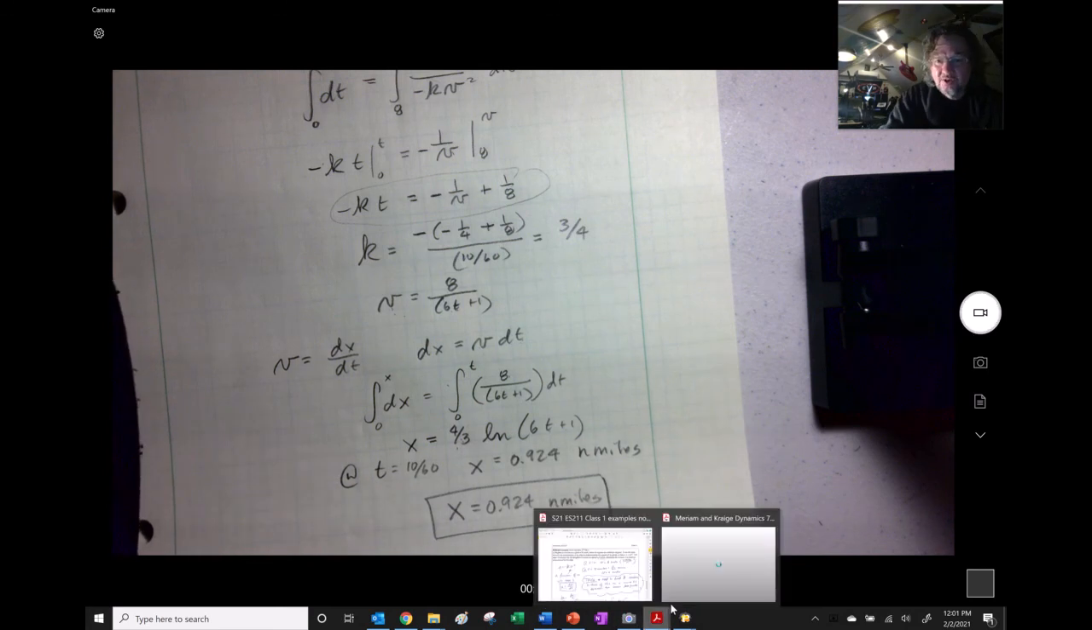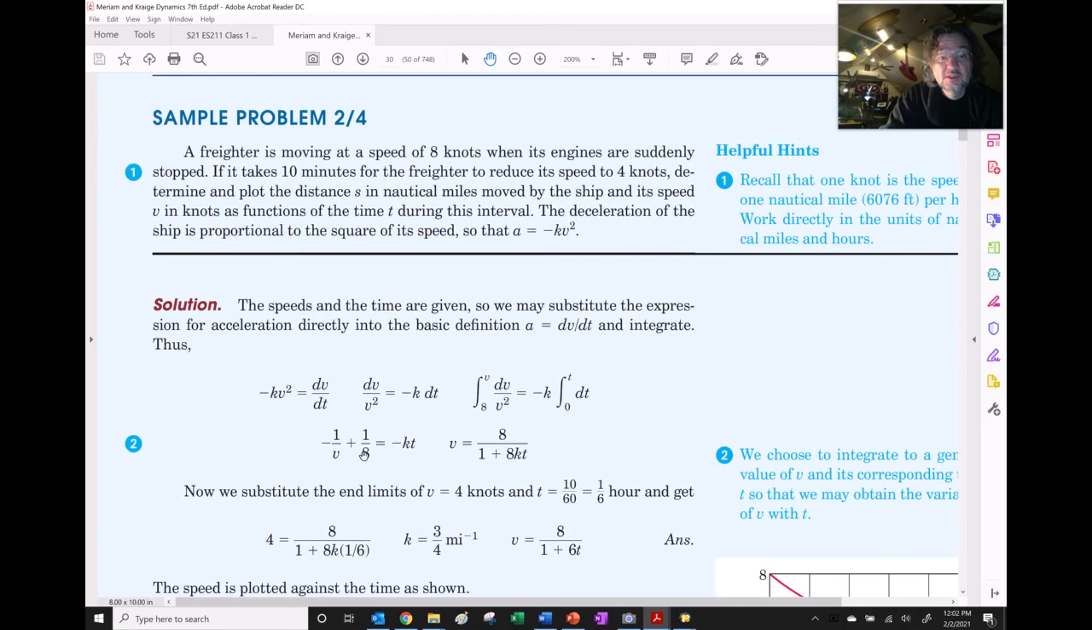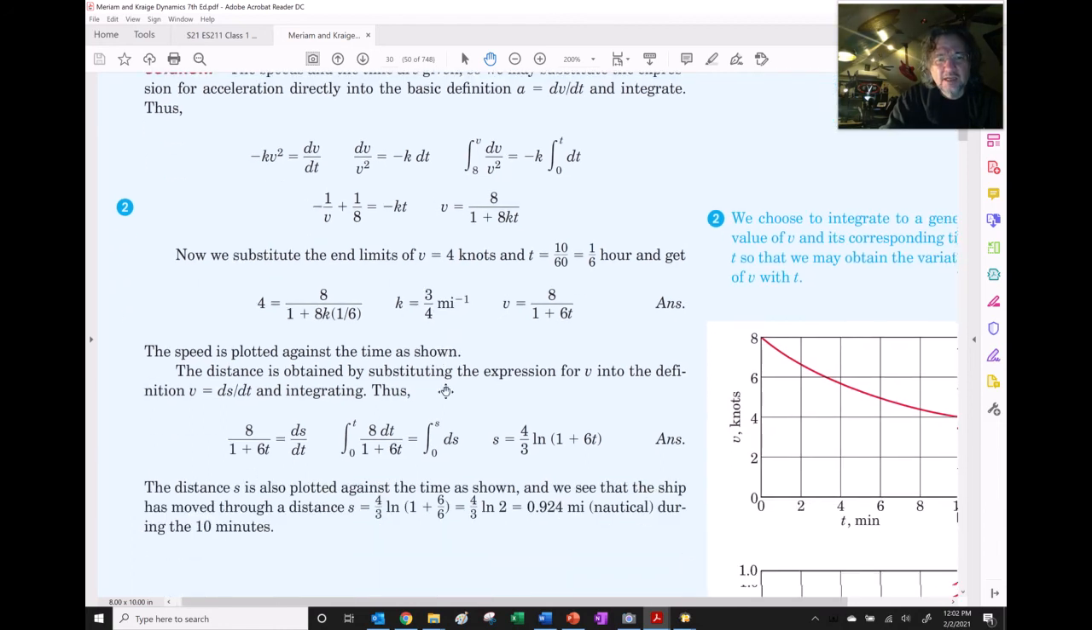Now let's go back and take a look and see what the book did right here. Okay, so here is the book, and they went ahead and integrated it, and we're able to get the velocity is equal to 8 over 1 plus 8kt, right? And then they put in the knowns of the 4 knots and the 1/6 of an hour, and you see that they got their K from that, and then they were able to write out the same thing. So it looks a little different, but it's really the same thing that got done.